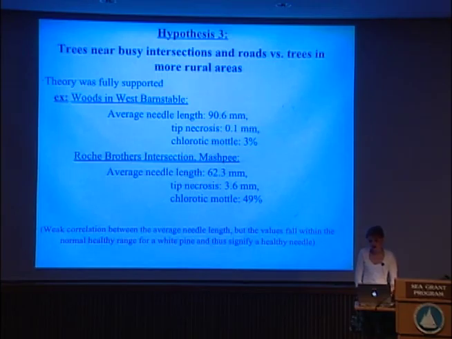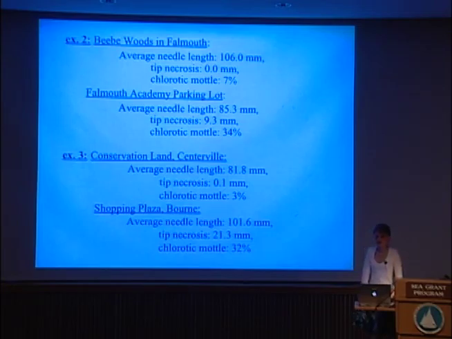The third hypothesis was fully supported: that trees near busy intersections, urban places, were a lot more damaged than trees in rural locations. For example, the woods in West Barnstable had an average needle length of 90 millimeters, almost no tip necrosis, and 3% chlorotic mottle. However, at the intersection in Mashpee, there was a very short needle length, tip necrosis, and a lot of chlorotic mottle.